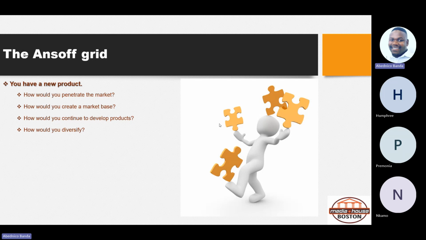How do you create a market base? So once you have established yourself and you are known in the market, how do you create a market base? Yes, Humphrey. May you please explain what you mean by market base? But that's up for you to find out. But don't worry.